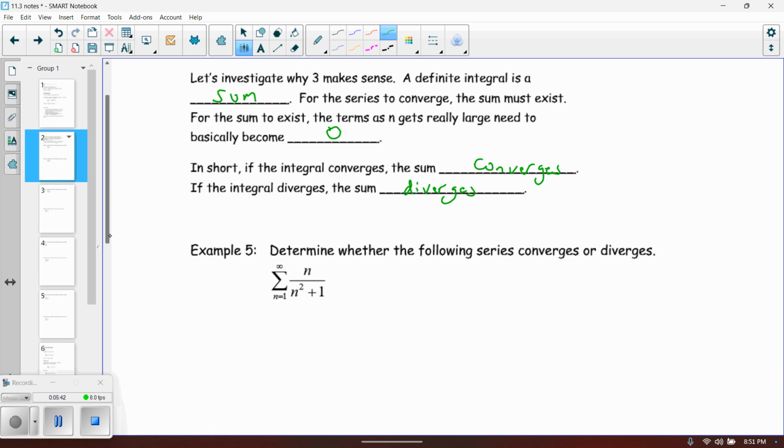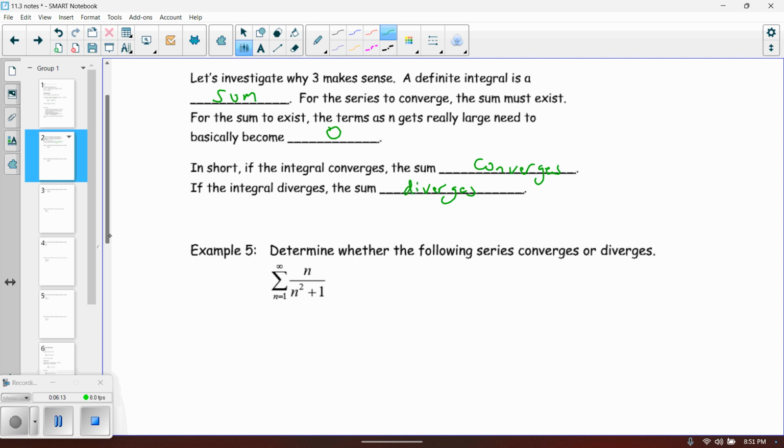Could I possibly make a telescoping series out of this because it's a polynomial over a polynomial? Unfortunately, n squared plus 1 does not factor nicely without using imaginaries, and we are not doing that. So no, we cannot use telescoping here. Is this a geometric series? Well, it's clearly not a geometric series because there's no constant value being raised to an n power. So those are pretty much the ones that we've done so far. We've exhausted those possibilities right there.